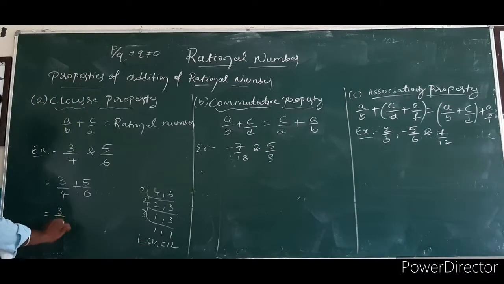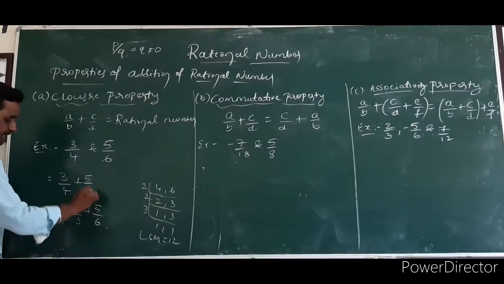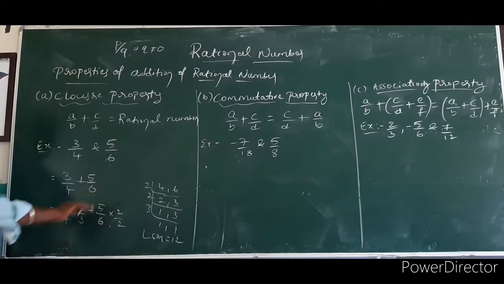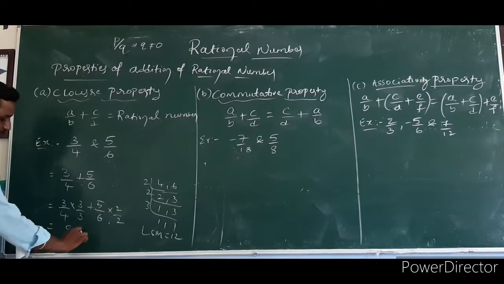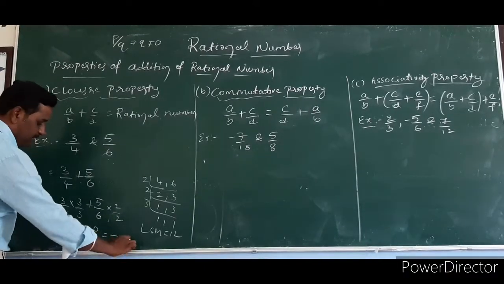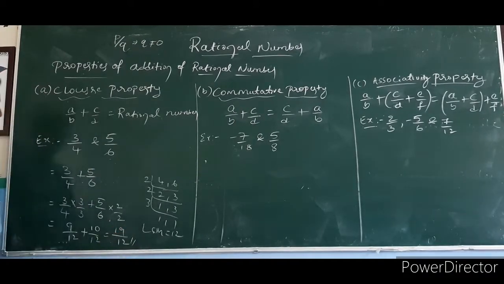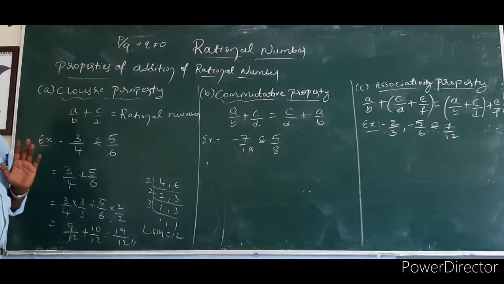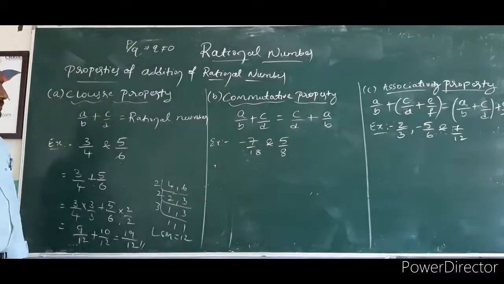Here 3 by 4: if you want 12, what should be multiplied? 3. 5 by 6 is the second rational number. If you want 12 in the denominator, you just have to multiply by 2. The same applies to the numerator. 3 threes are 9, 4 threes are 12, plus 5 twos are 10, 6 twos are 12. Here 12 is the same denominator, so you can add 9 plus 10, 19. If you add two rational numbers, you again get a rational number. This is called the closure property. Closure property means if you add two rational numbers, you easily get one rational number.